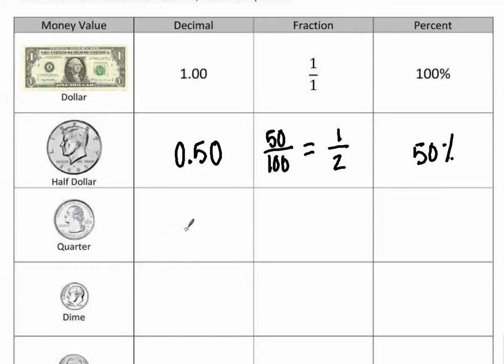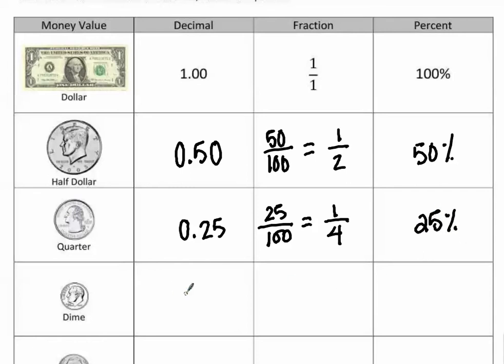A quarter is 25 cents, which is 25 cents out of $1, or 25 out of 100. You have 1/4 out of 4 quarters that make a total of $1. If you have 1/4, you have 25%.